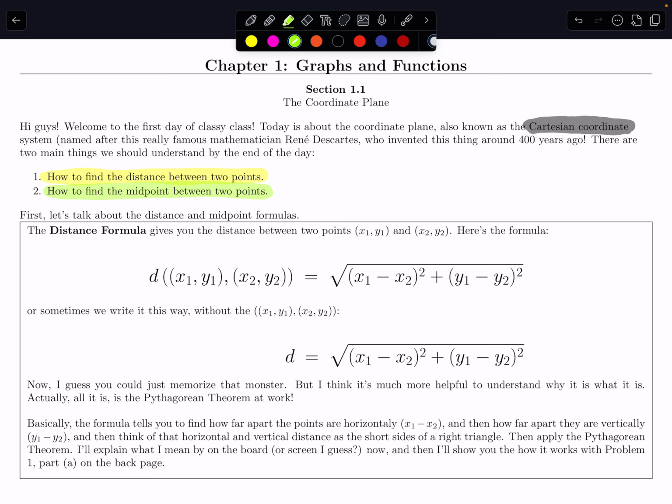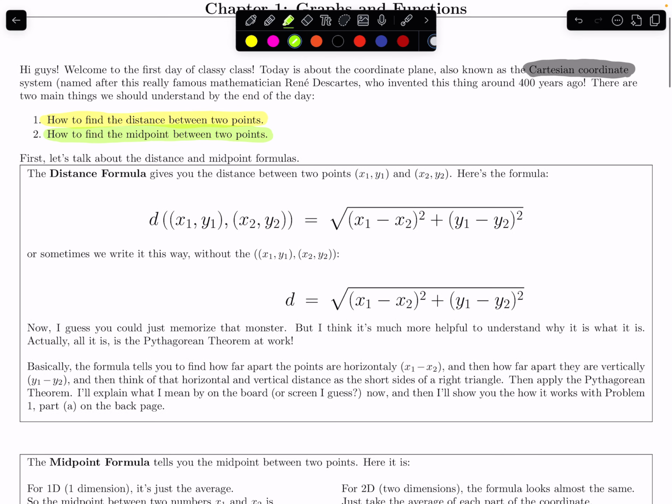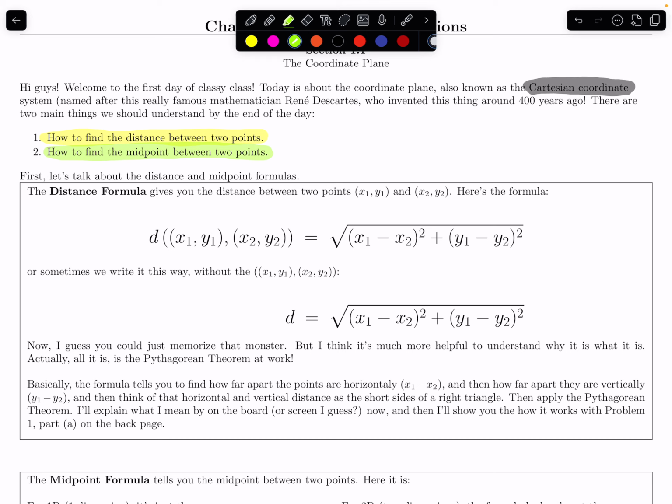All right, let's start with the first topic. First topic is the distance formula. To start, I'm going to give you a little bit of the background, show you the formula, and then show you the justification for it. And honestly, I think this is one of the most interesting things, the distance formula.